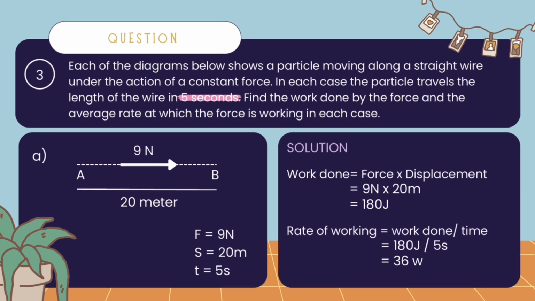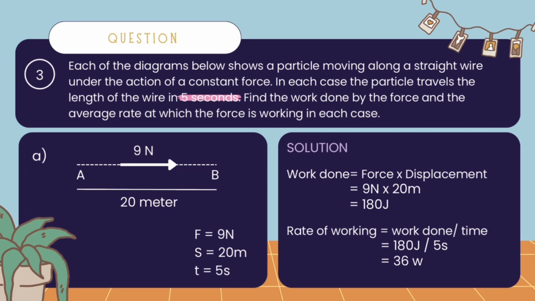Each of the diagrams below shows a particle moving along a straight wire under the action of a constant force. In each case, the particle travels the length of the wire in 5 seconds. Find the work done by the force and the average rate at which the force is working in each case. For question A, first state the values given. Force is equal to 9 newtons, displacement is equal to 20 meters, and time is equal to 5 seconds.